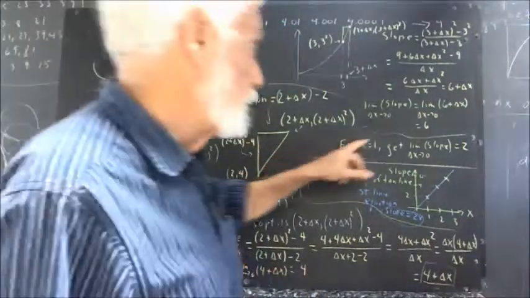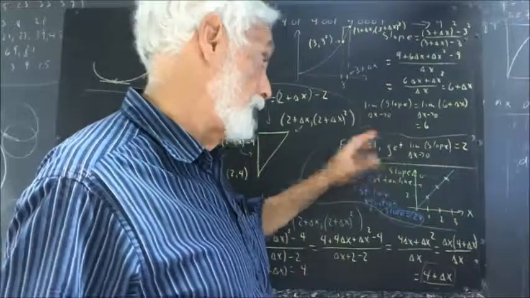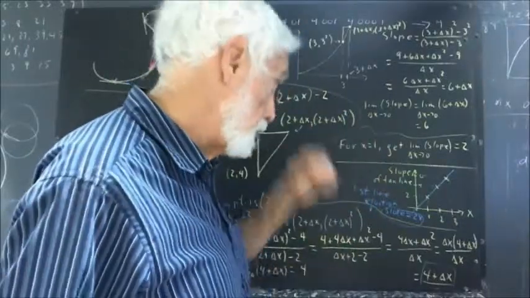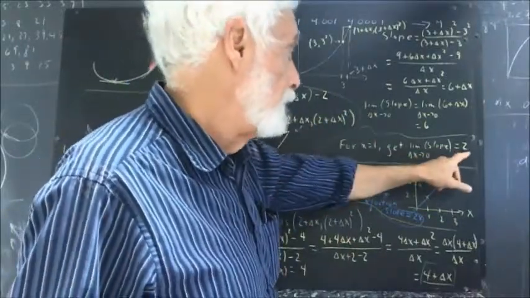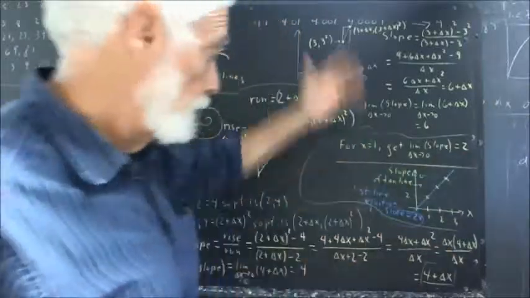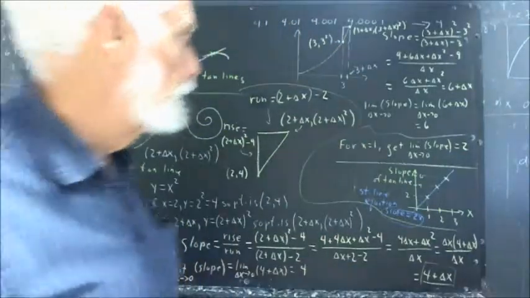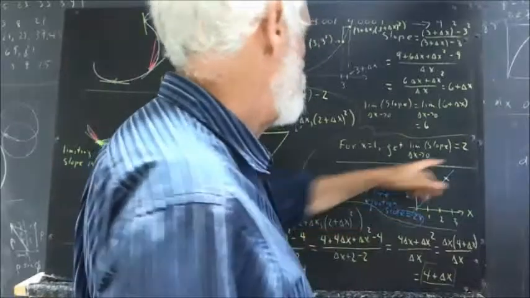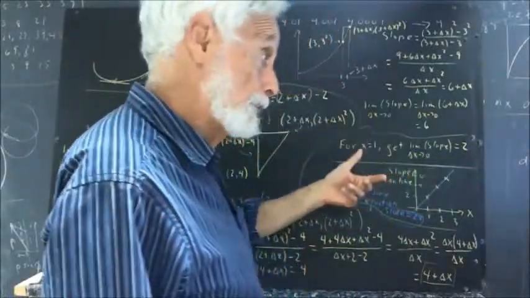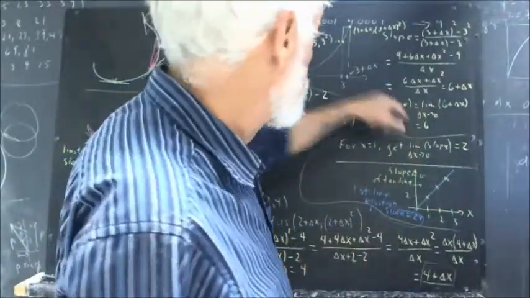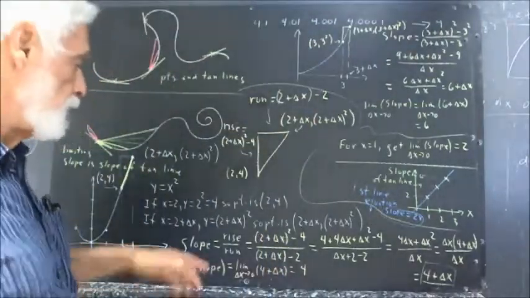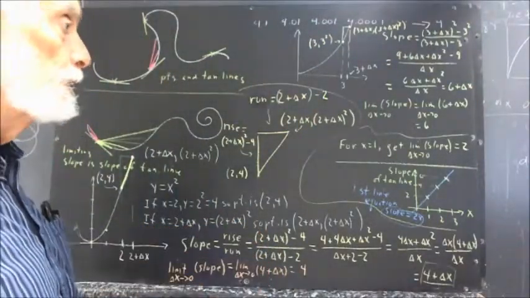For x equals 1, we could do the same thing. I'm not going to do it. I didn't do it in class. You can certainly do that. The limit is going to be 2 if you work through all the details. So that we have slope of 2 for the tangent line at x equals 1, 6 for the tangent line at x equals 3, 4 for the tangent line at x equals 2.